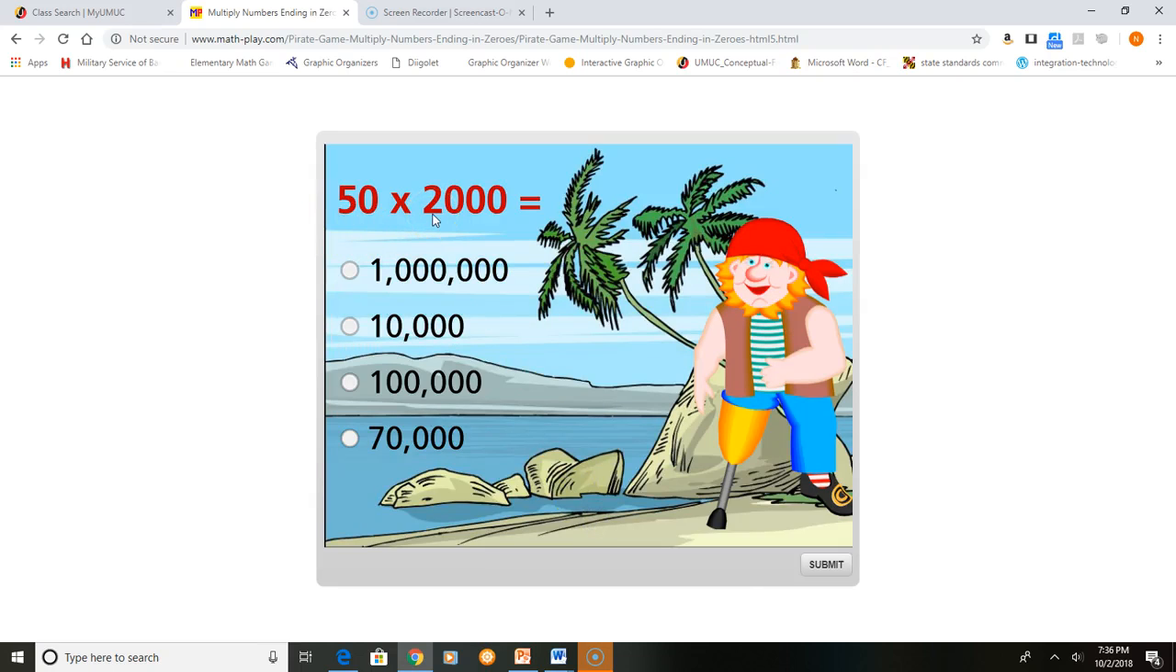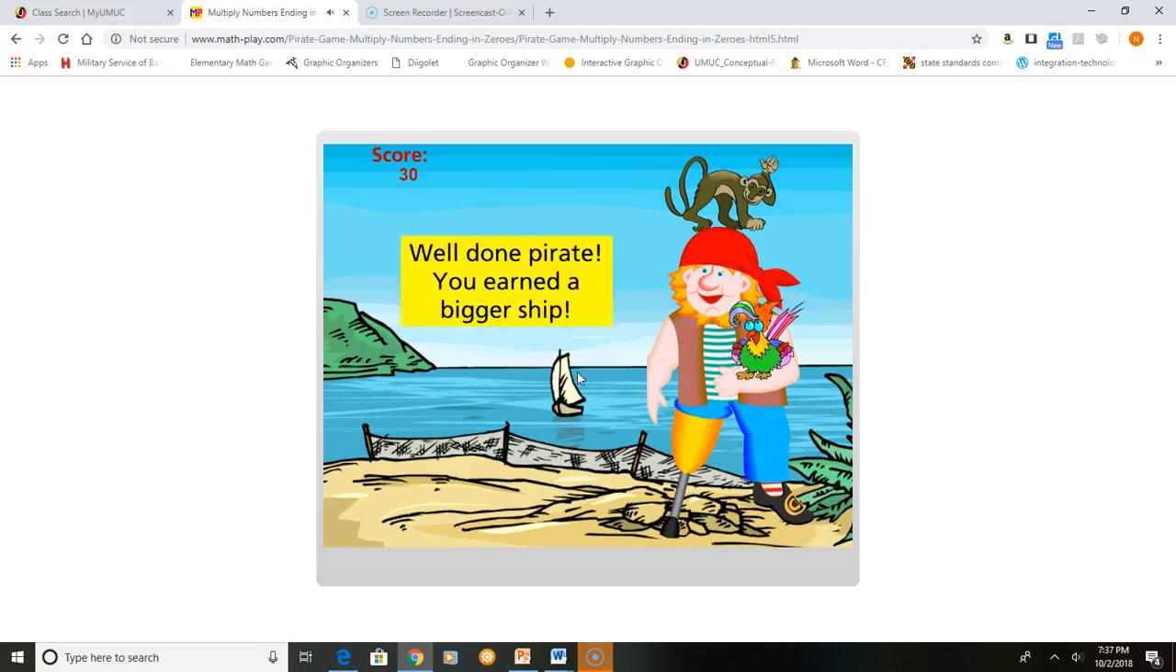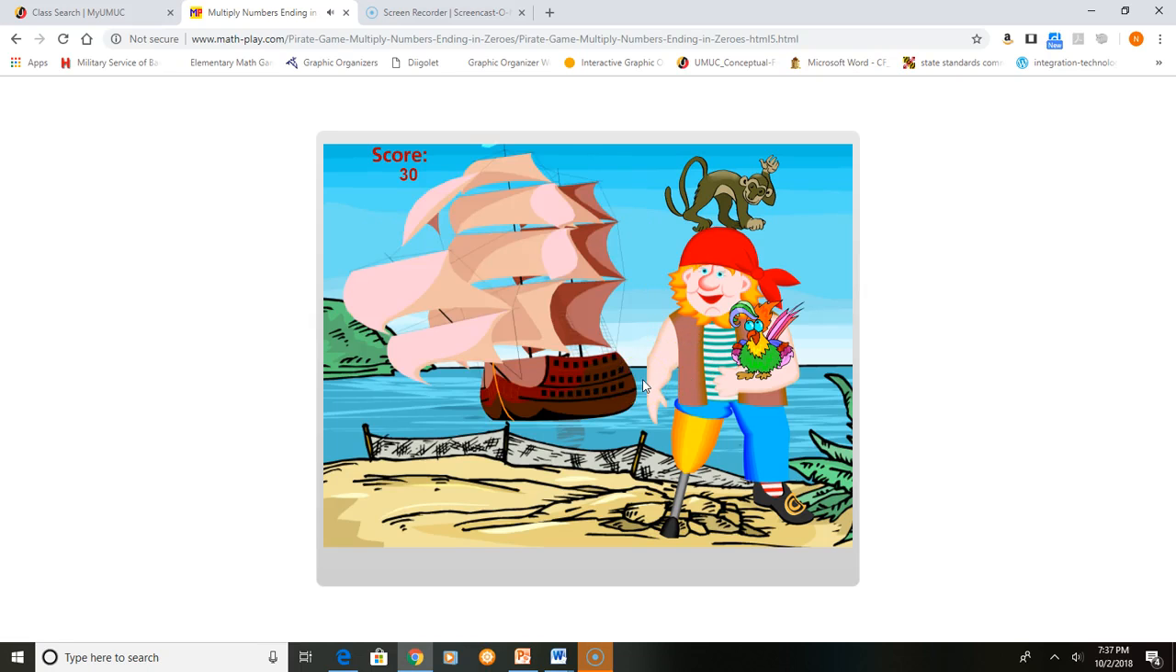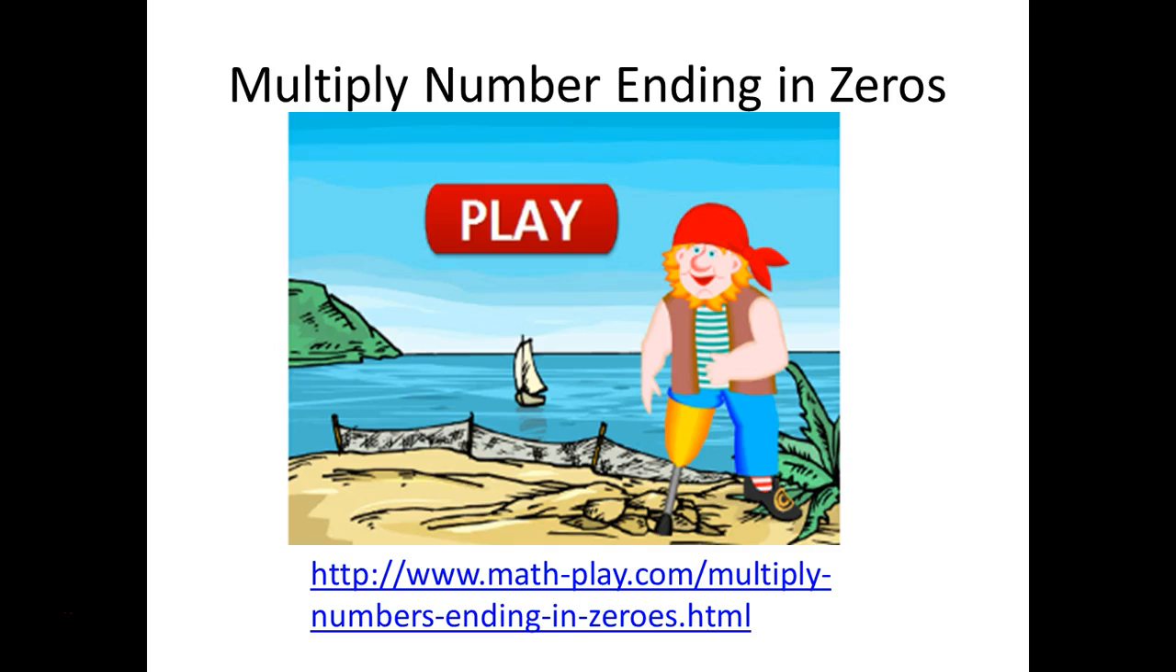5 times 2 is 10. And then we need 1, 2, 3, 4. So we need 5 zeros. 1, 2, 3, 4, 5. 100,000. Let's see. Yes. Ooh, so we earned our bigger ship. And that's how you play the fun pirate game. As you're working today, you can always look back at this video if you have any questions or talk to me in person. So go ahead and get started on your notebook activities.